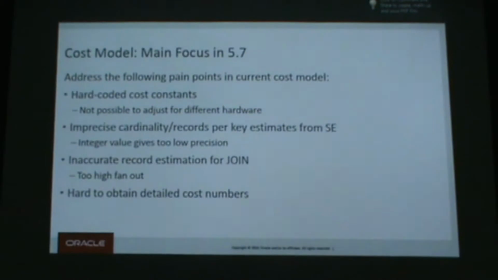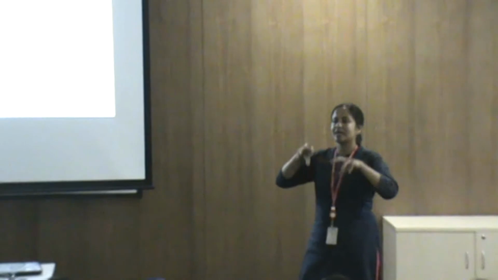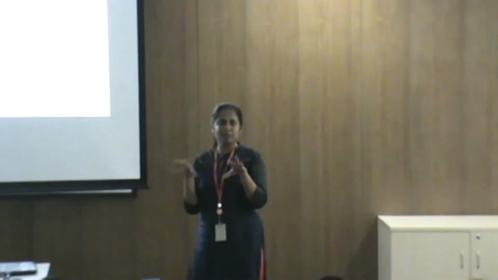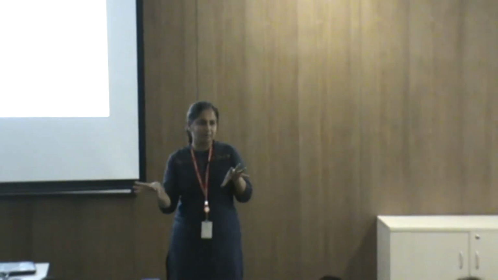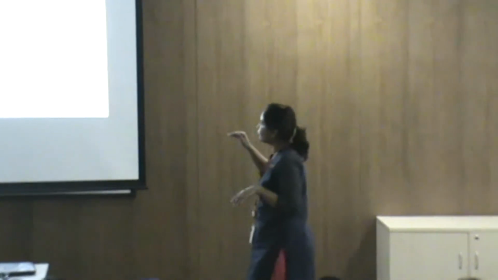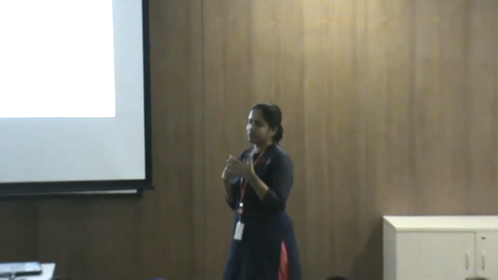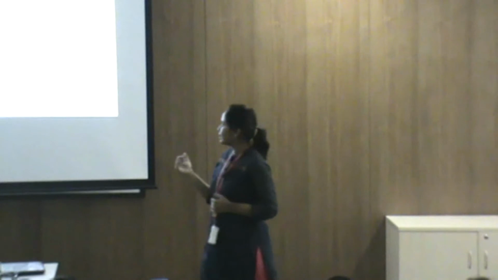So this was earlier an integer value. So if I have a cardinality of 1.1 or 1.9, that is, your records per key is 1.1 or 1.9, both of them used to get the same cost. But in reality this matters a lot, because this can be the decision point between an optimal plan or a bad plan. So that is being changed now, so that it accepts a floating point number, and then the cost is calculated based on that.